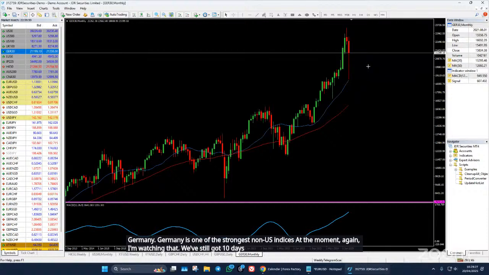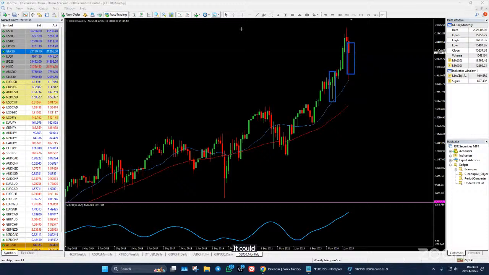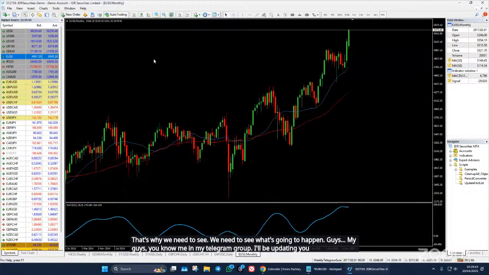Guys, this could very well just close down like this. It could close like that. It could. Excuse me, but I'm not sure. That's why we need to see. We need to see what's going to happen. Guys, you know me in my Telegram group, I'll be updating you on this stuff specifically.